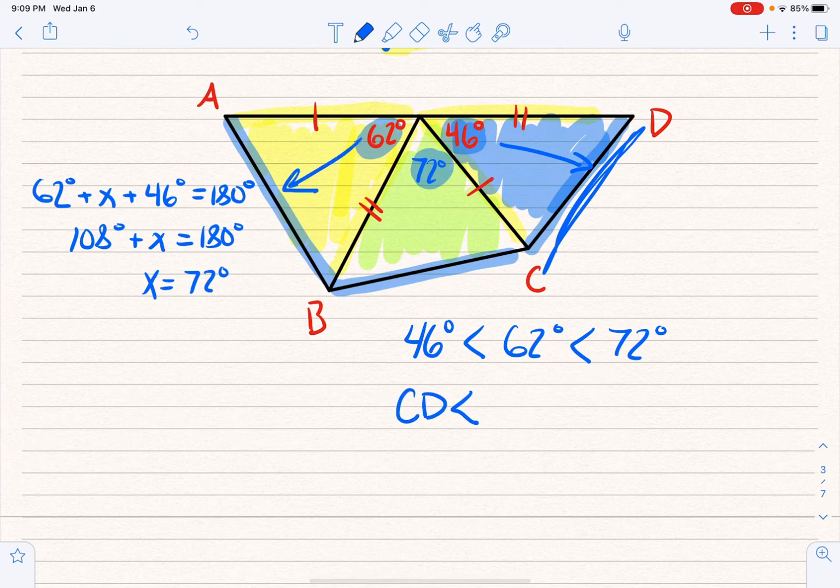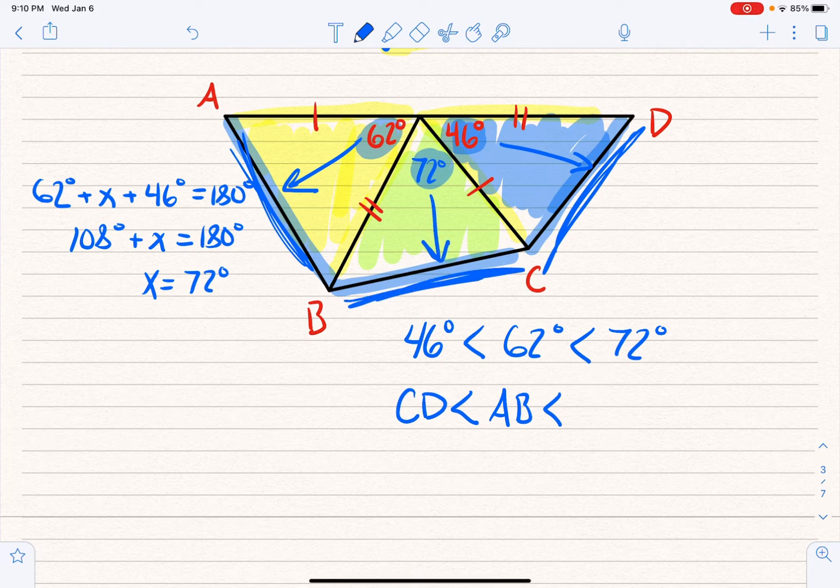62 relates to this side right here, AB. And 72 relates to this side right here, BC. So if we were to order those from least to greatest, the shortest side of those three is CD, the next shortest is AB, and the longest side is BC. All right, hopefully that made some sense. I know the picture was a little bit odd, but hopefully that made some sense.